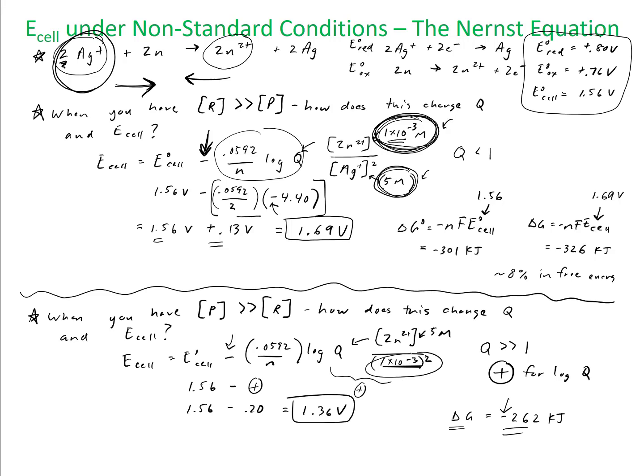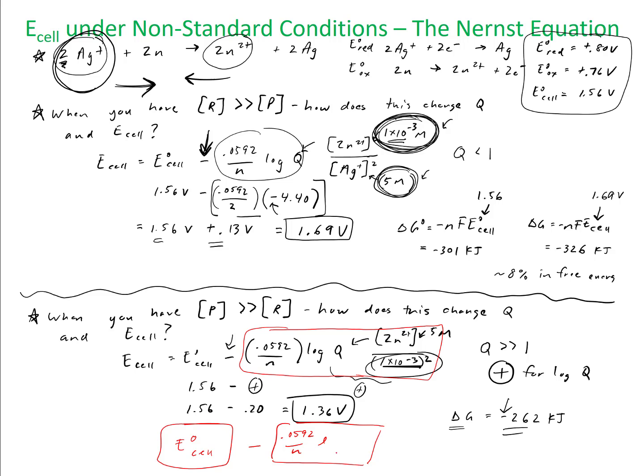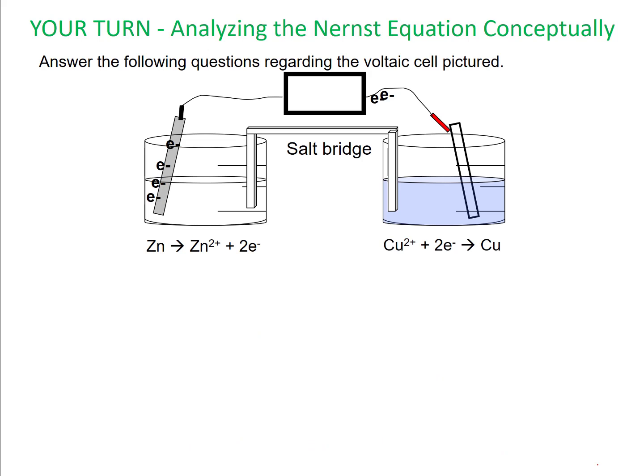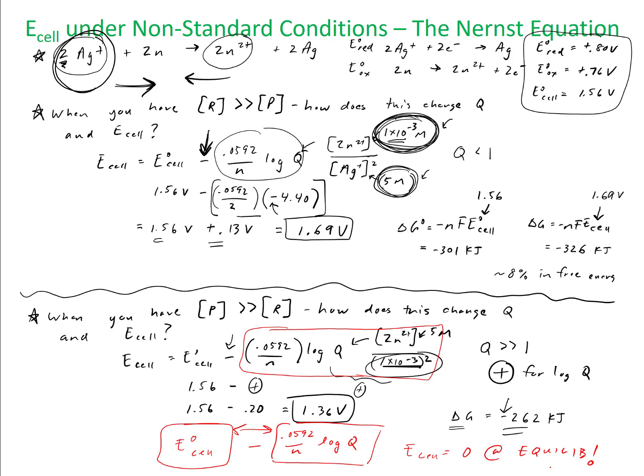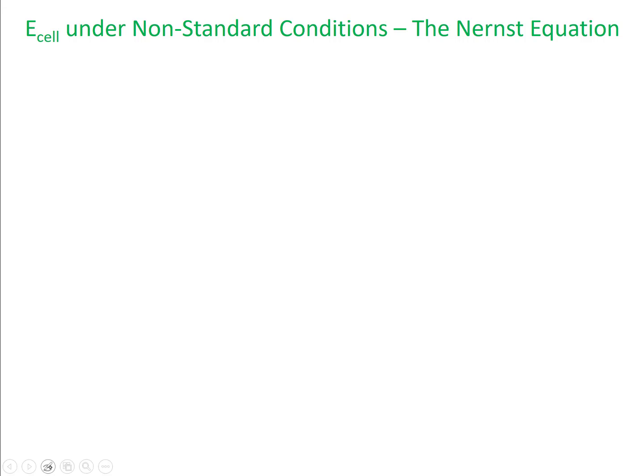So what happens when your cell runs out? What happens if you run out of reactant? Then this term right here will actually match your Ecell standard. So when this term, that 0.0592 over n times log of Q, matches this term, your Ecell is actually 0, and then you're at equilibrium. If this was your cell phone battery, it would actually die at that point.